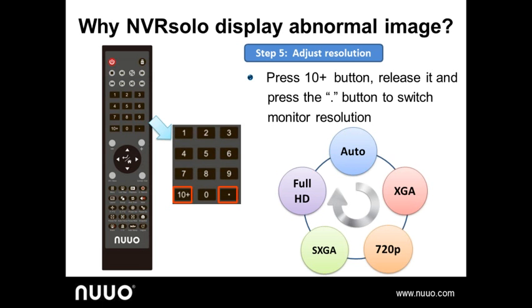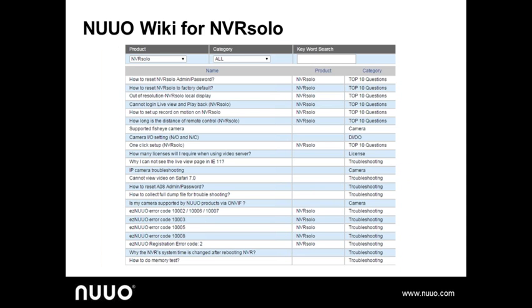If it fails, please submit a ticket on the eHelp desk, and we will help you do further checking of the local display issue. As mentioned above, you can also find more information on the NUUO Wiki. It could help you troubleshoot any issue with NVRsolo. We will keep updating it monthly, so if you have any inquiry, you can also check the NUUO Wiki first.